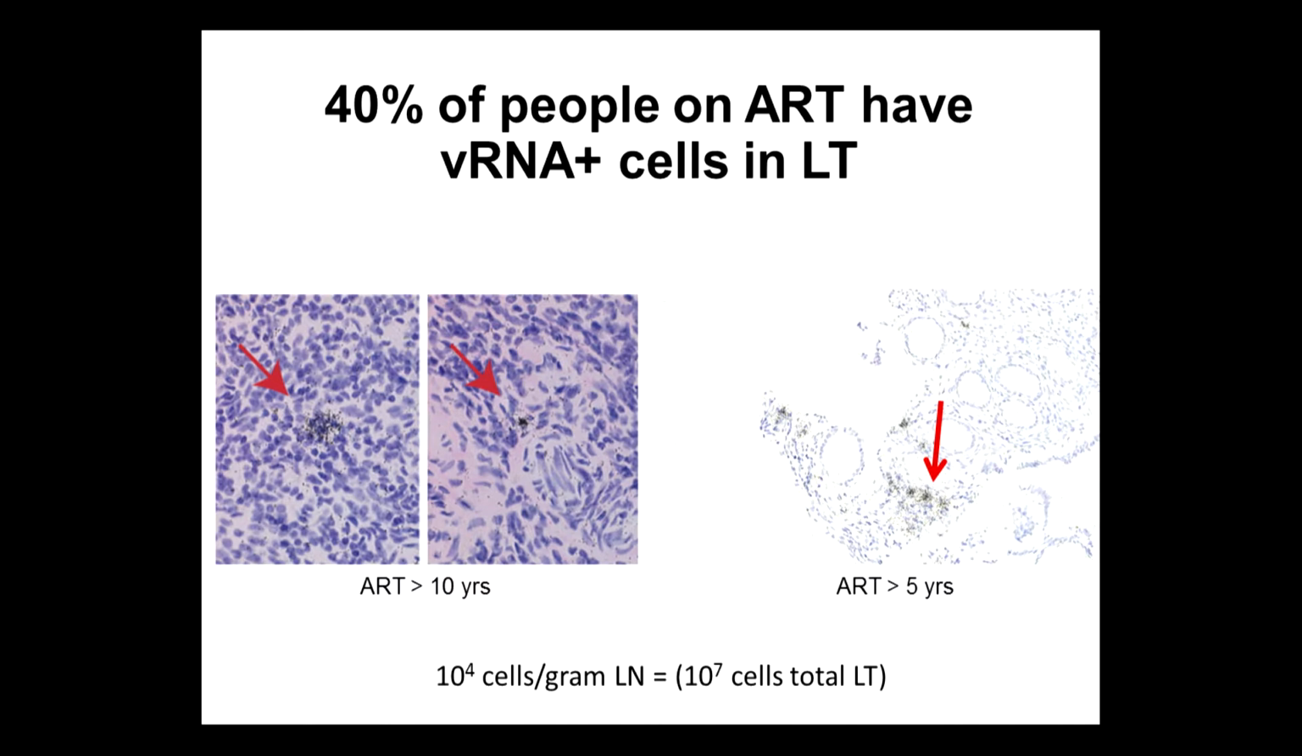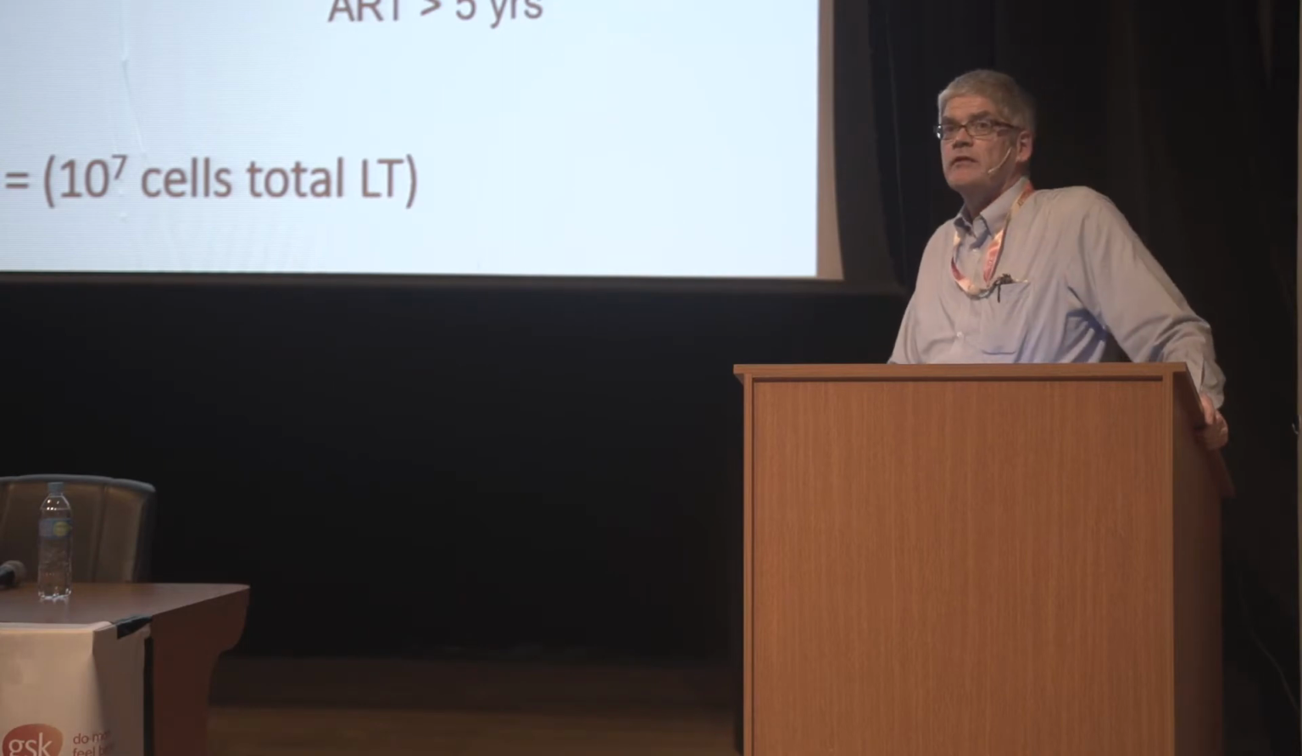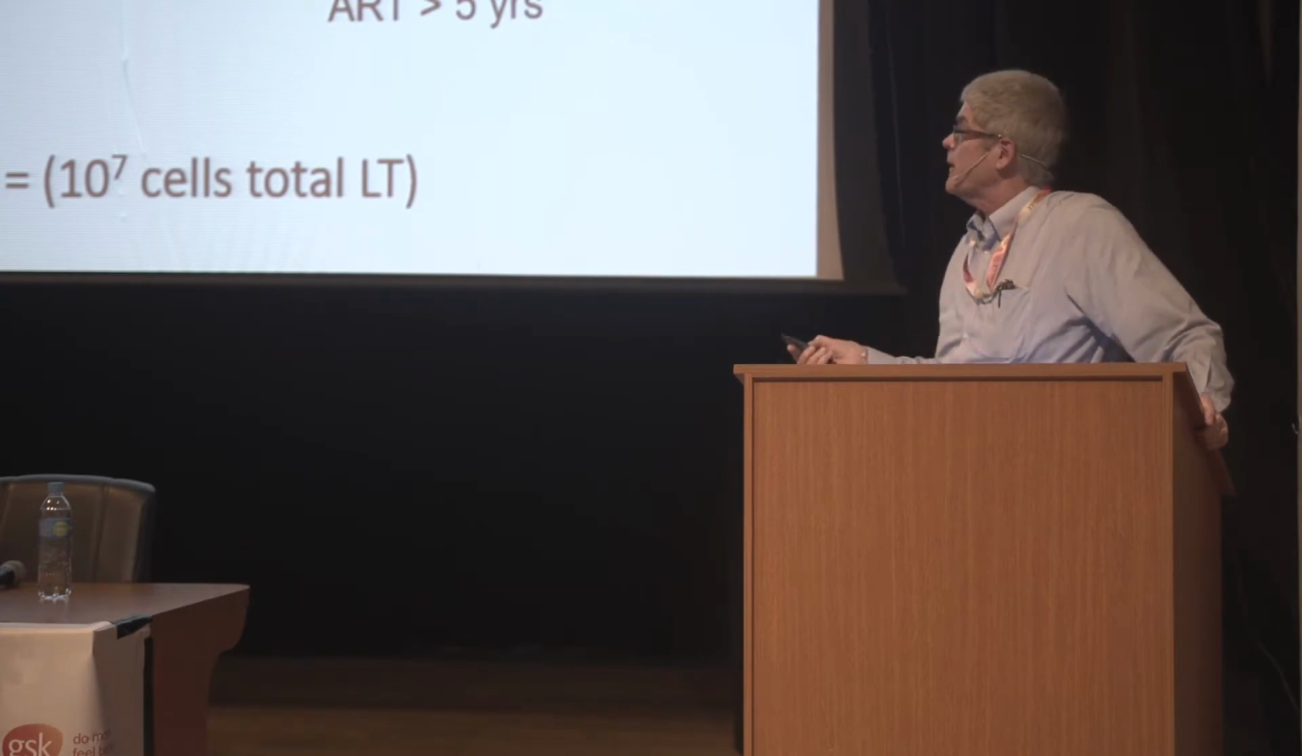So in the 75 patients that I've examined so far by this technique, it's a fairly consistent finding that 40% of them will have these RNA-positive cells in their lymphoid tissue, and the frequency is very consistent. It's about 10 to the 4th cells per gram, and that turns into, for the total lymphoid tissues, about 10 to the 7th cells. Now, all I'm saying is that they're making RNA. I cannot tell you that these are infectious virions. That's a limitation of this technique. So I'm just going to leave it at that. But at least 40% of these patients have cells that are making HIV RNA.